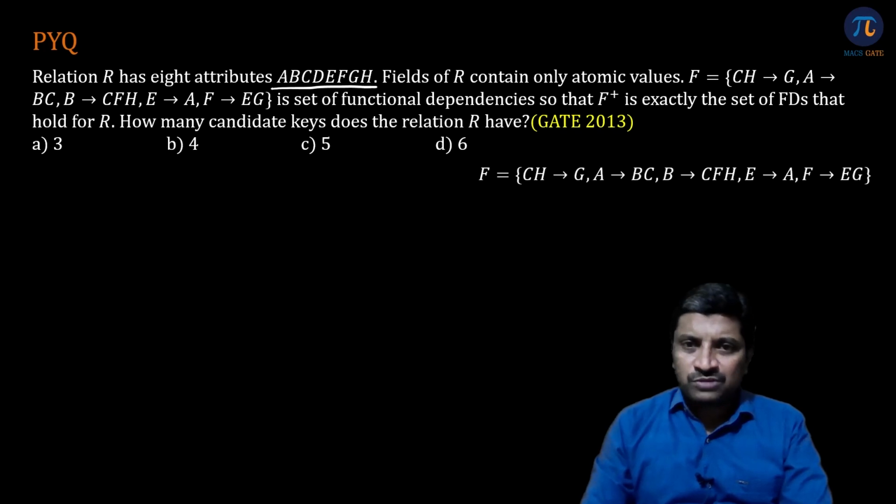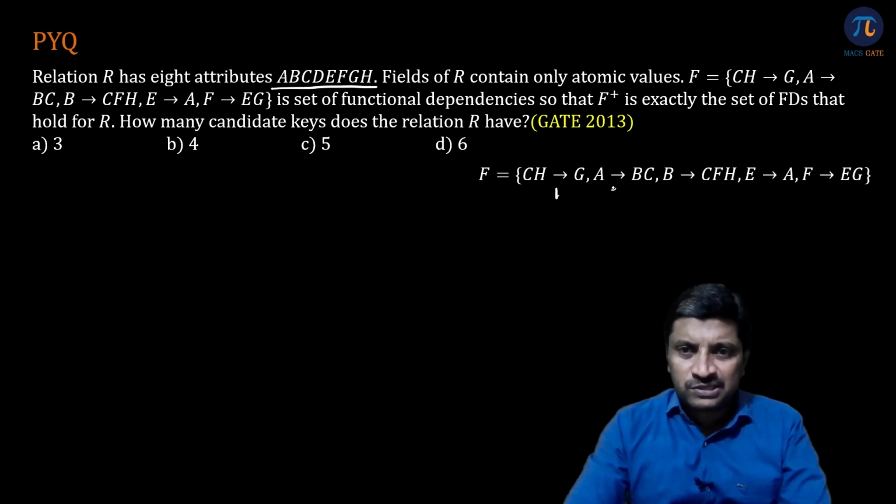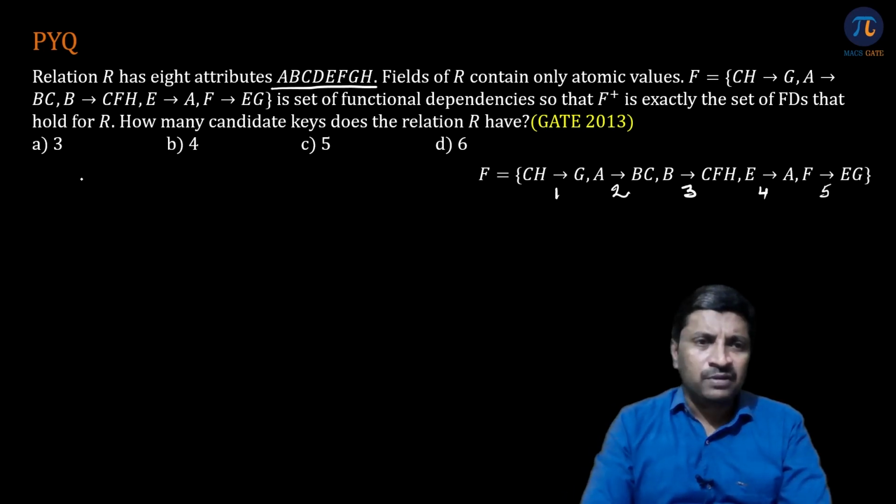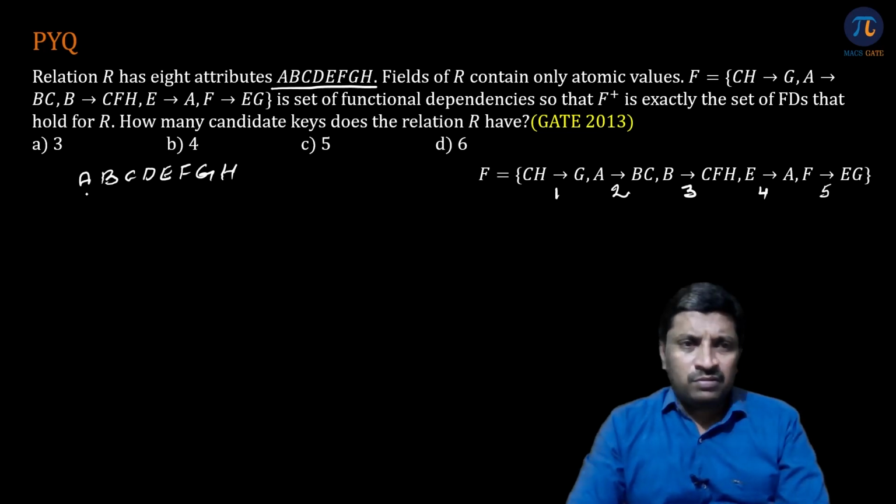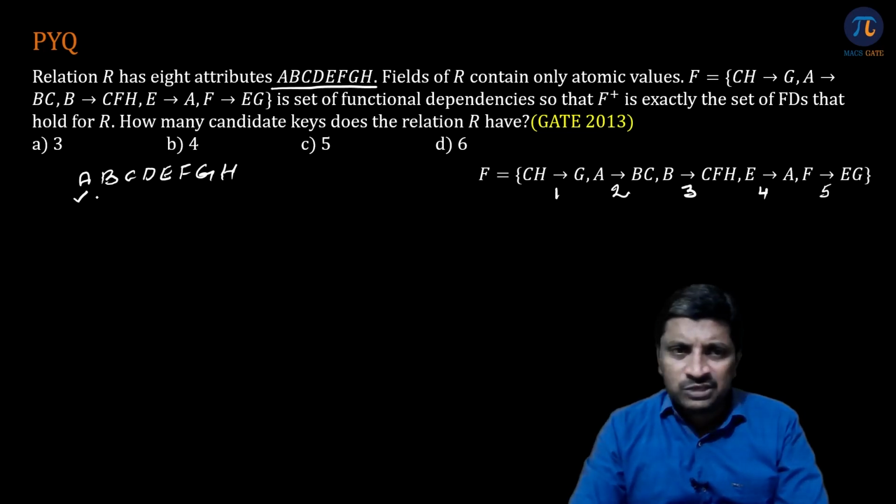So what are the attributes? Before going to attributes, these are the functional dependencies: 1, 2, 3, 4, 5. What are the attributes for this example? A, B, C, D, E, F, G, H. Now A is present on the right side of 4, B is present on the right side of 2, C also 2. Then D is not present. Then E is present on the right side of 5. Then F is present on the right side of 3. Then G is present on the right side of 5. Then H, right side of 3.